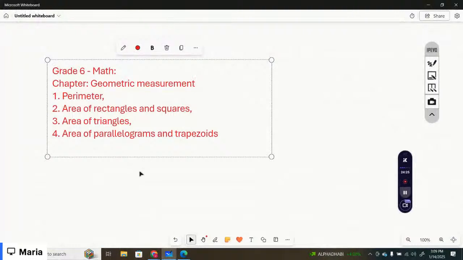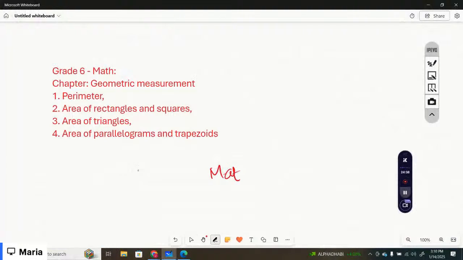You have to log in there using your email address and password as provided by the administrator. Then you have to select math from the subject tab. Scroll down to grade 6 math and then click on view all lessons. There you can find a list of the chapters.